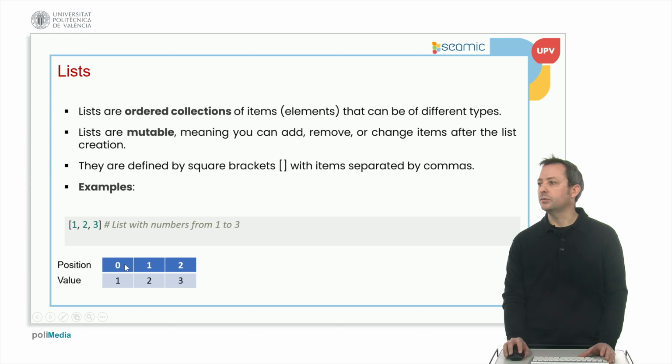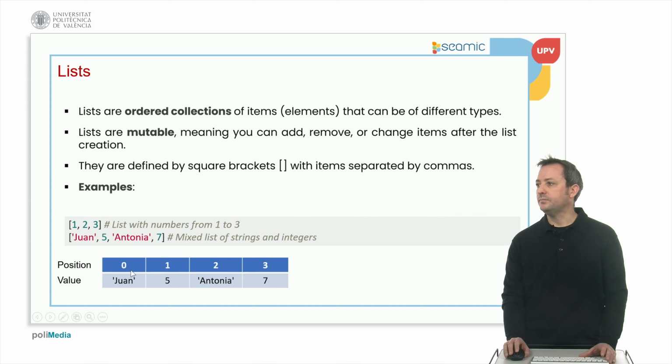It's important to note that each element is represented by a position, starting from position 0. So each element has a position depending on the order of the list. In the case of this list, these are the values and the positions. In this case, we have these values in these positions. So, for example, the element in position number 2 is this one.